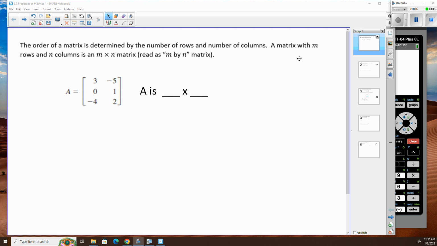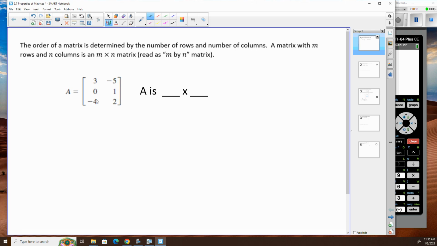Okay, so on 5.8, we're going to be dealing with matrix operations. To start with, when you have a matrix, we have something that's called the order, and the order lets us know how many rows by how many columns a matrix has.